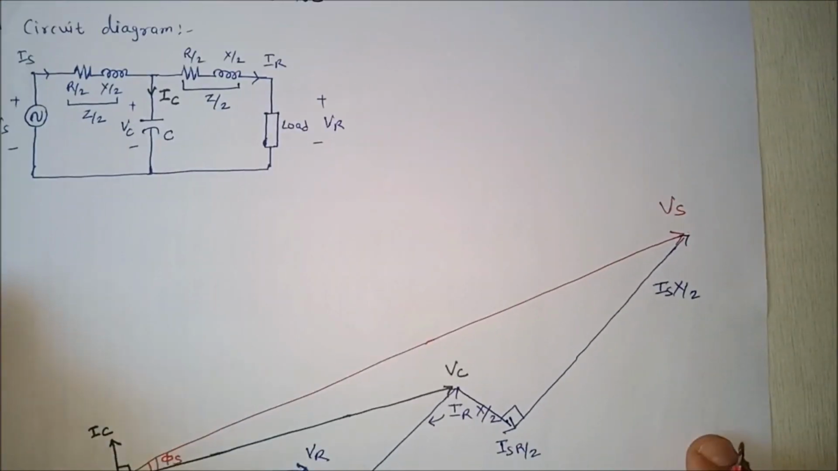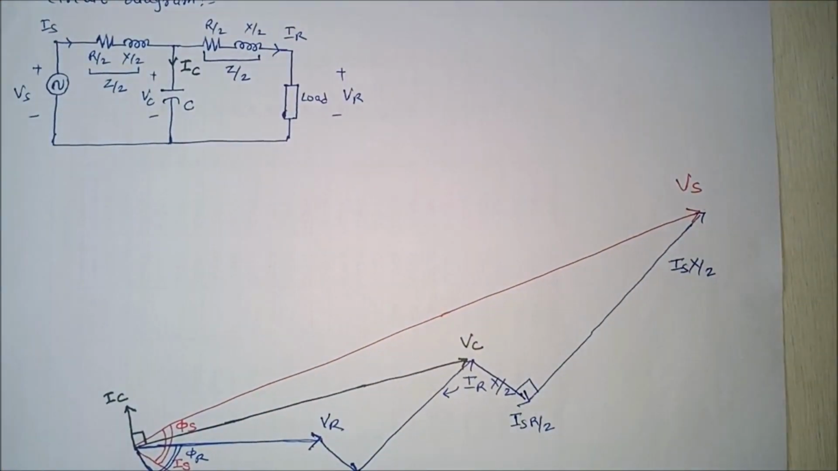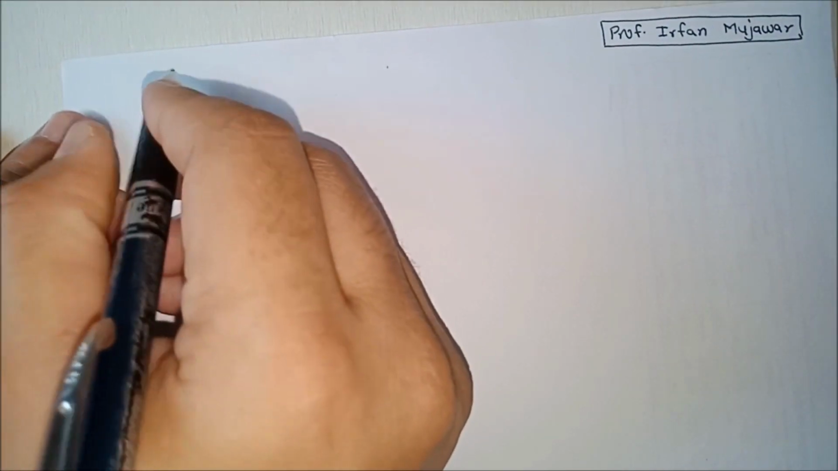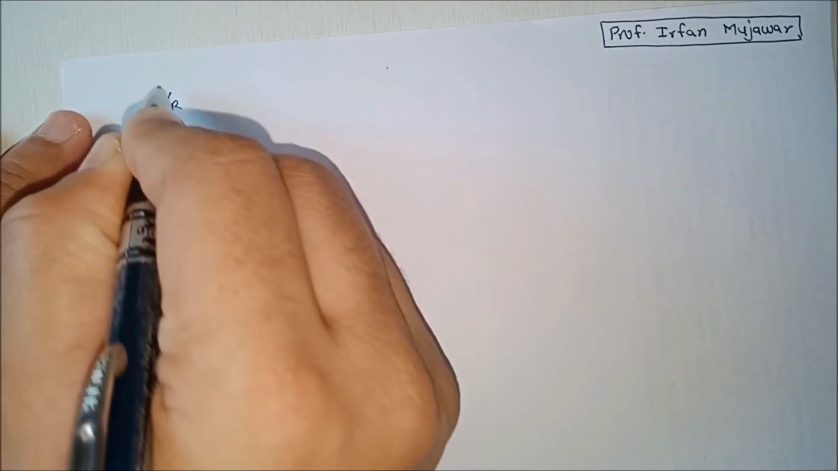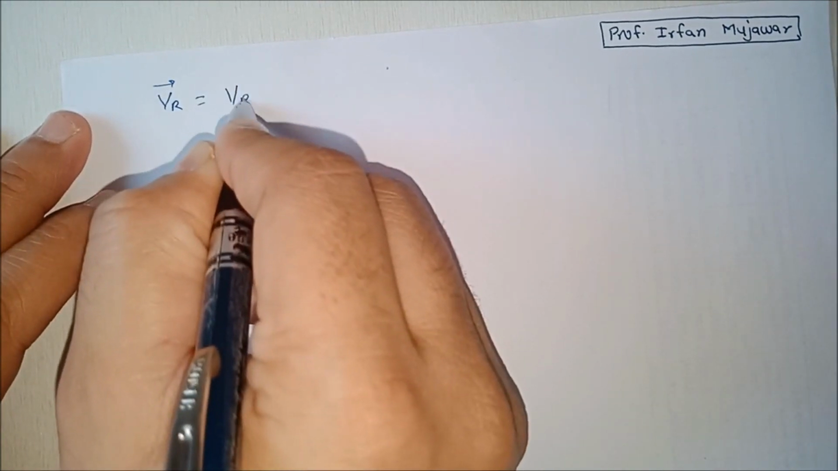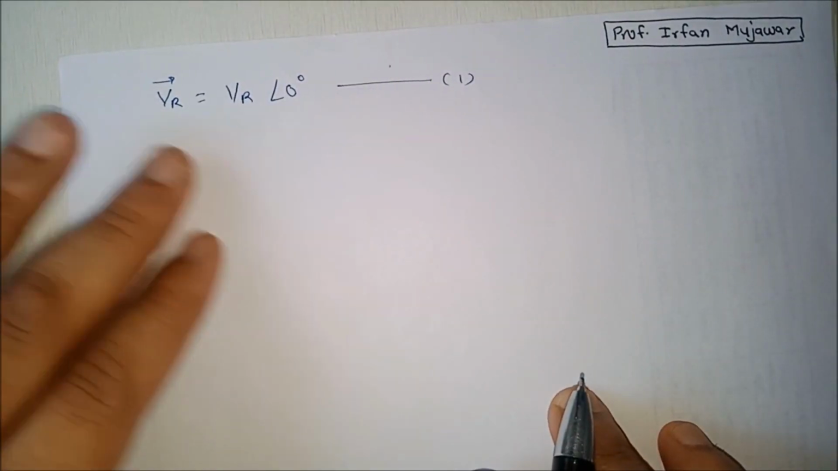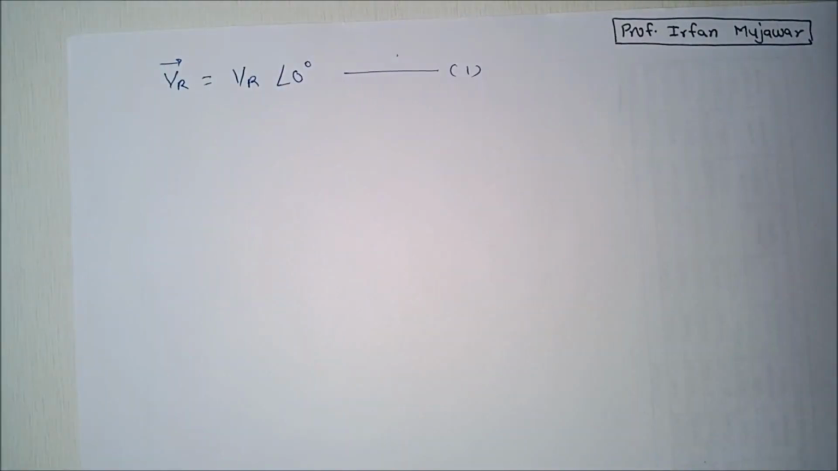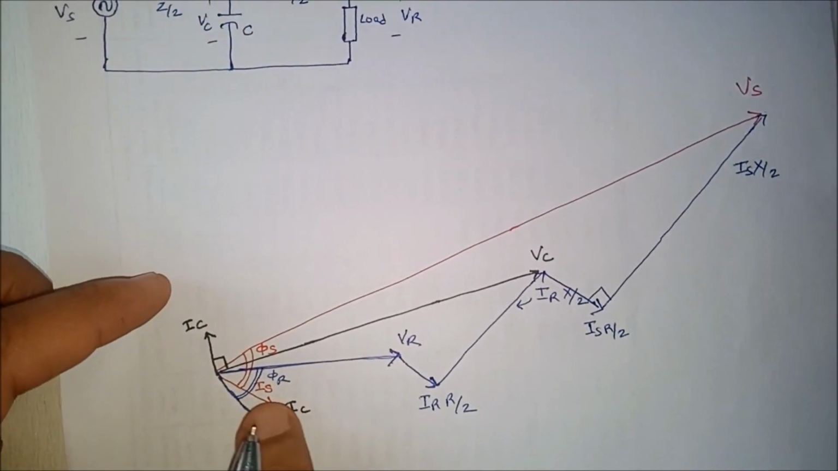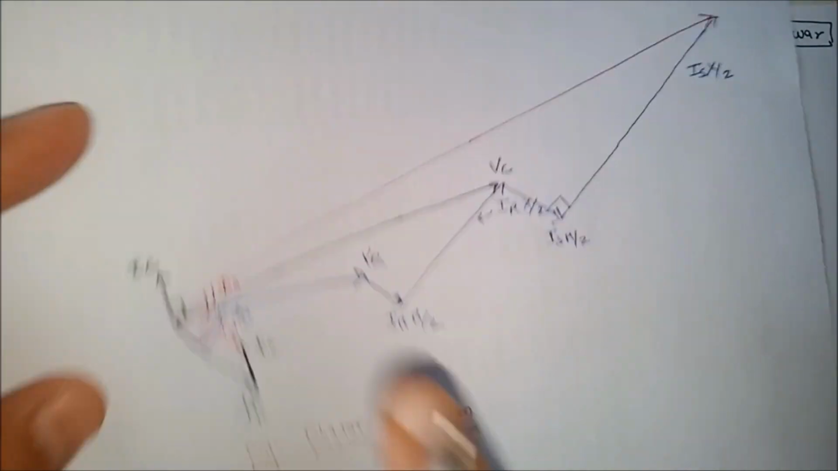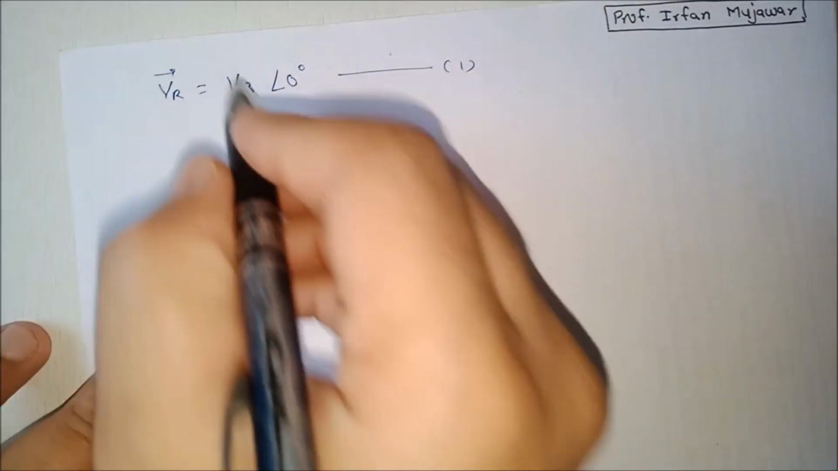Clear? Now we will write the equations corresponding to this particular phasor diagram. We have to write the equations in the same manner in which we have drawn the phasor diagram. First, we indicated VR. So VR is equal to VR at an angle of 0 degrees volts. Why is it at an angle of 0 degrees? Because we have indicated VR along the positive x-axis, so its angle is 0 degrees.